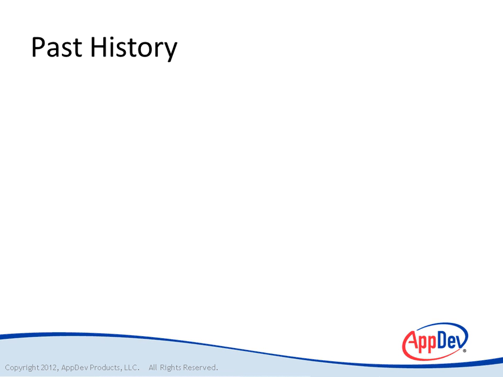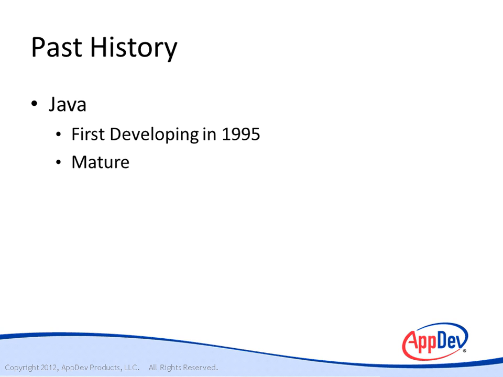Let's think for a moment about the past history of Android and Java. First off, Java was first introduced to the developer public back in 1995. Given where we are today, it's widely considered to be very mature, very reliable. There's a lot of code out there written for Java.